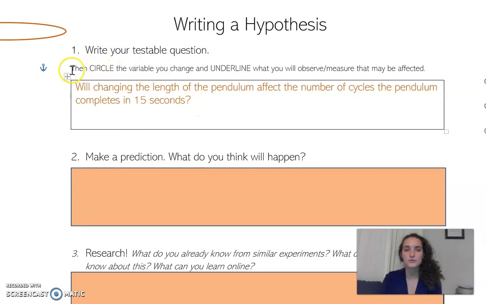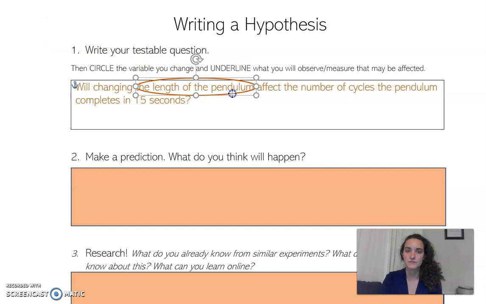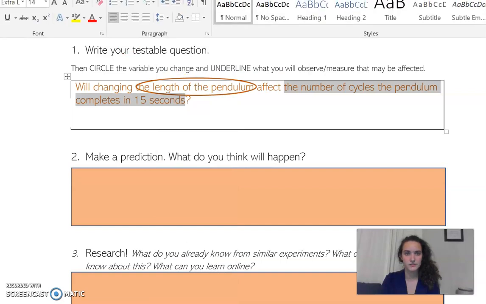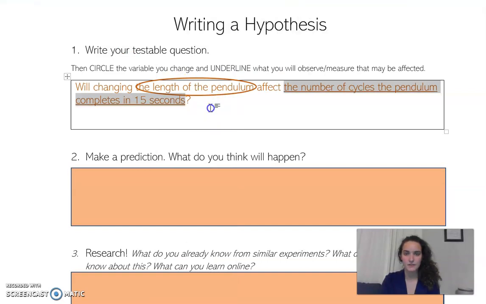So we are going to circle the variable that you change. For us, we are changing the length of the pendulum. So that is the piece that we're changing, the length of the pendulum. And then we're going to underline the thing that we're going to be observing or measuring. And that is going to be the number of cycles that the pendulum can complete in 15 seconds. So I'm just going to underline that. Perfect.